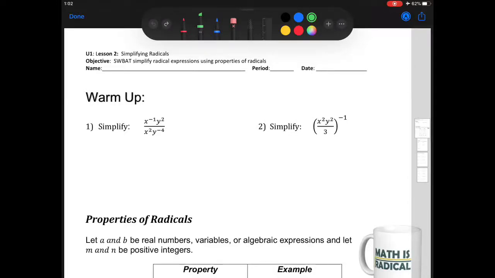Hi all, welcome to lesson 2, simplifying radicals. I want you to pause the video for the warm-up and try it on your own.